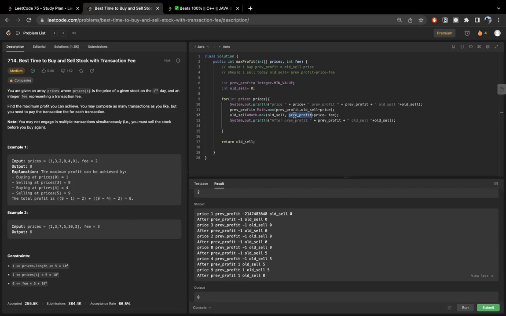Now you come to 9. Your previous profit will still remain 1, but your old sell will come as 8. Why? Because the main point is here: you are only checking if something is getting triggered by the previous profit. The namings can be here and there, but you could say current profit here instead of old sell or something like that. So this is how it will be solved.